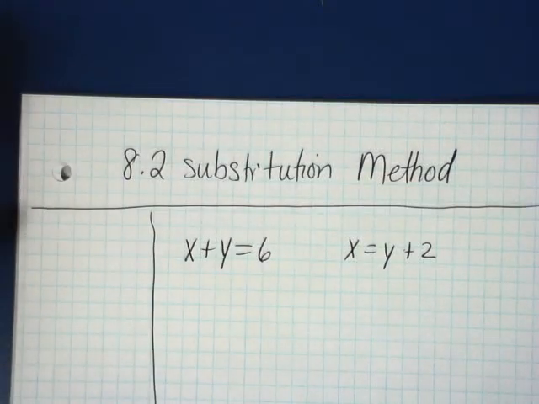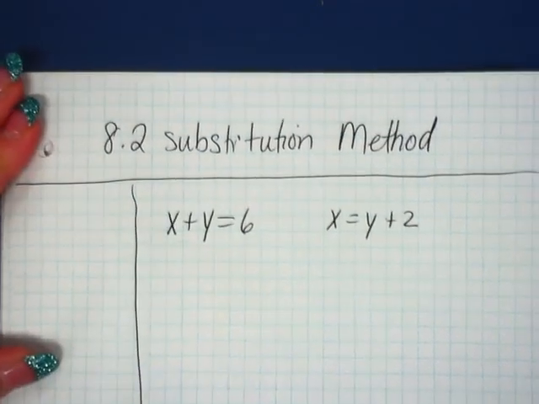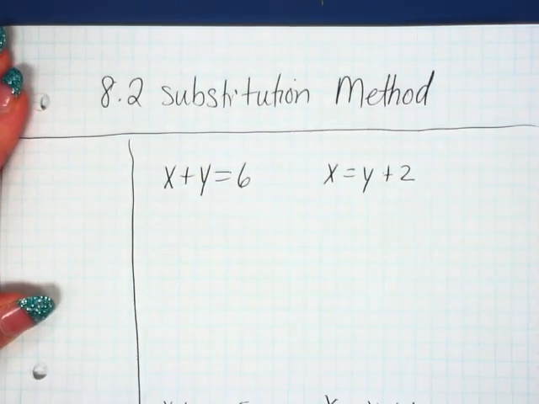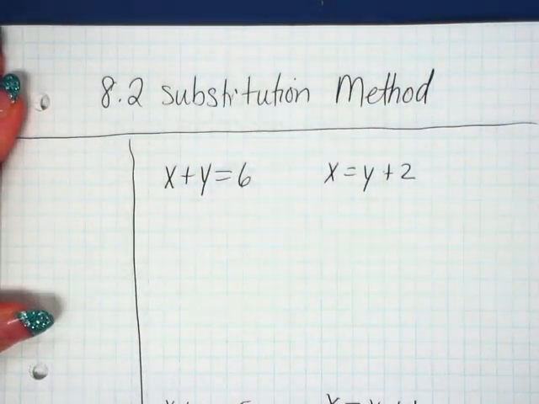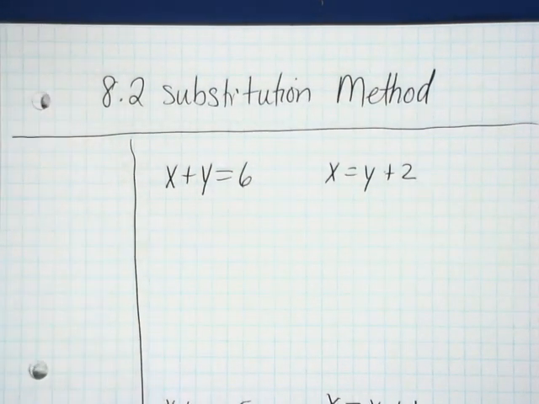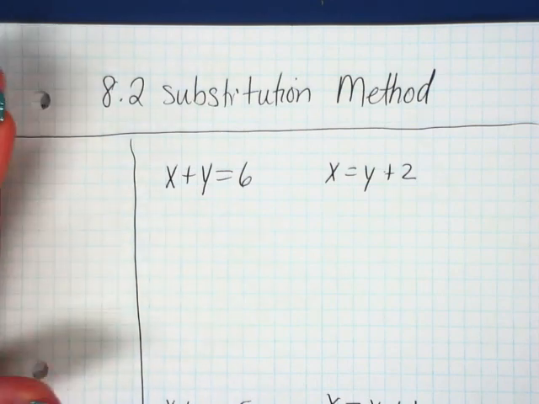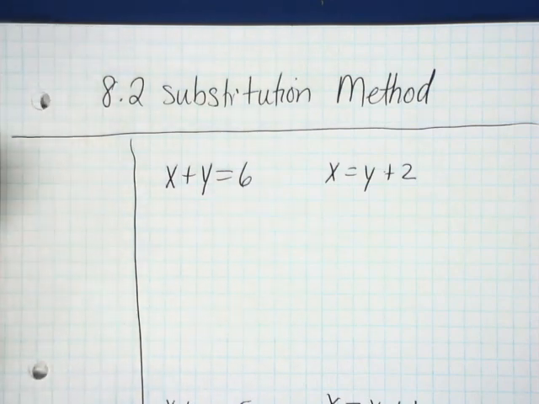All right, so now we have 8.2, the substitution method. And what we're going to do is, last section we actually graphed it to find where the two lines crossed. This time we're going to do what's called substitution to find that point where the two graphs cross.